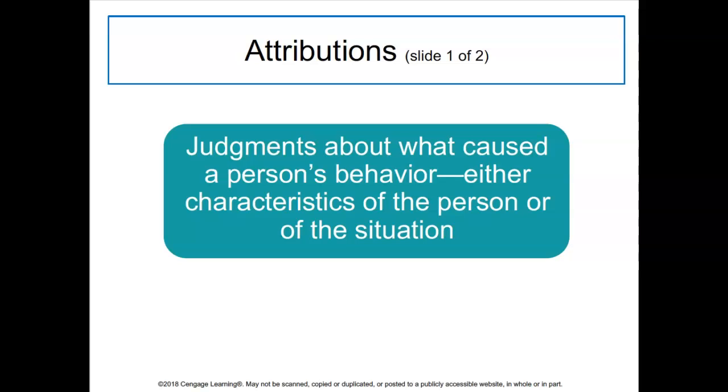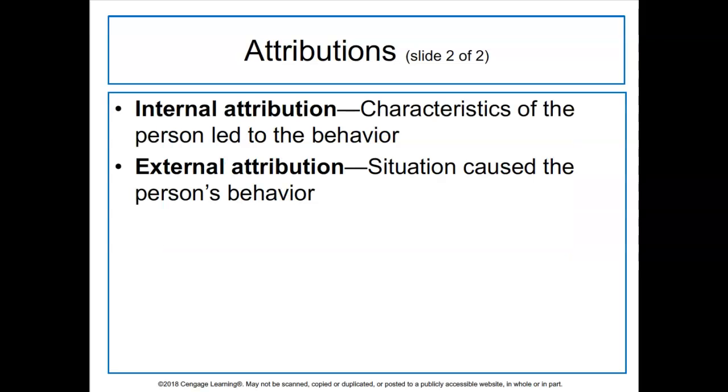Attributions are judgments about what causes a person's behavior, either characteristics of the person or of the situation. We have internal and external. Internal are characteristics of a person that led to the behavior. External are situations that cause the person's behavior. So a little bit like internal and external locus of control.